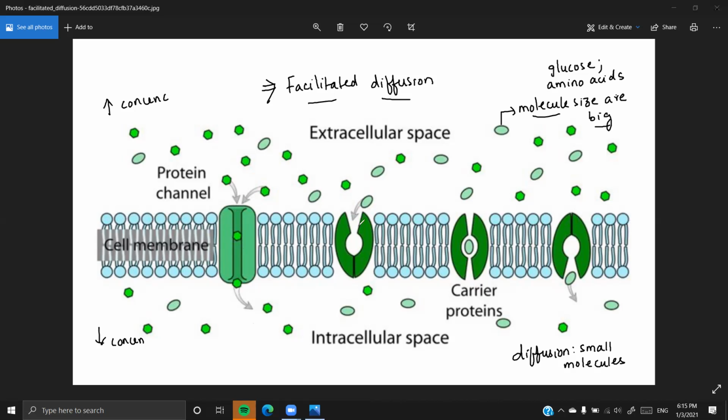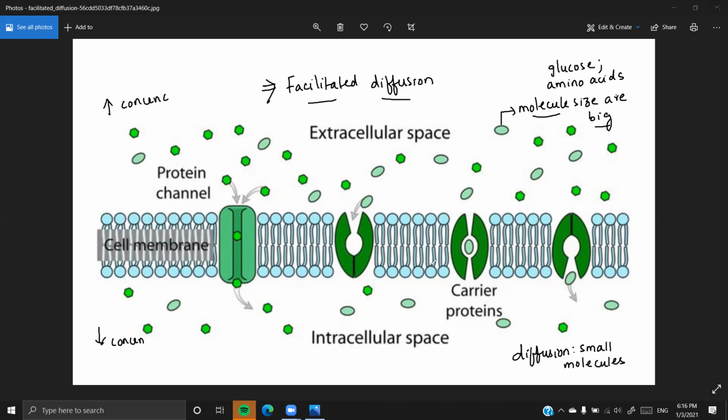Another thing that you can see here is these carrier proteins. Once they are fixed with a complementary molecule here, their shape is going to change. See how it has been changed. And once their shape is changed, the molecule is free to flow to the other side of the membrane. So you can see that the carrier protein is going to bind with a complementary molecule, due to which there is going to be a change in the shape of the carrier protein, which enables it to open towards the other side.